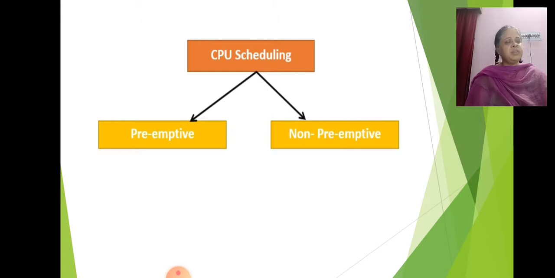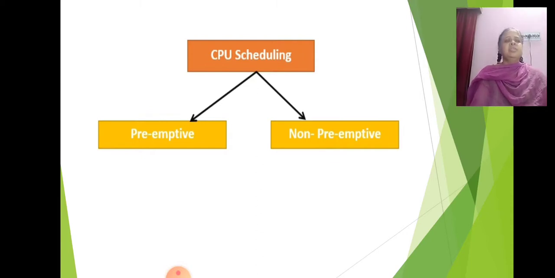What was cooperative scheduling? Cooperative scheduling is the only method that can be used on certain hardware platforms because it doesn't require special hardware. What was the special hardware? Say, a timer needed for preemptive scheduling.